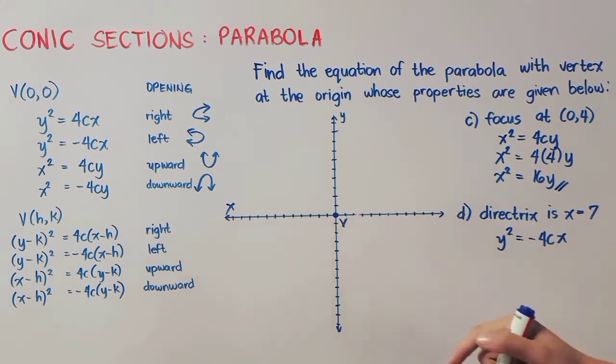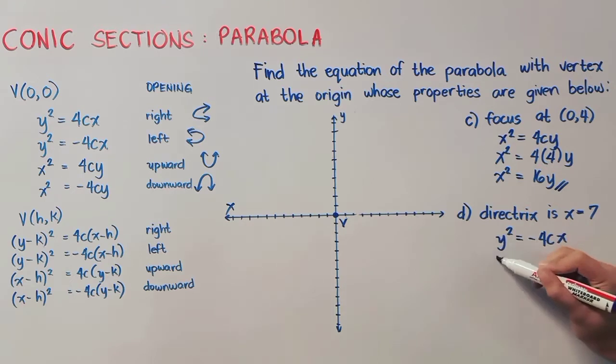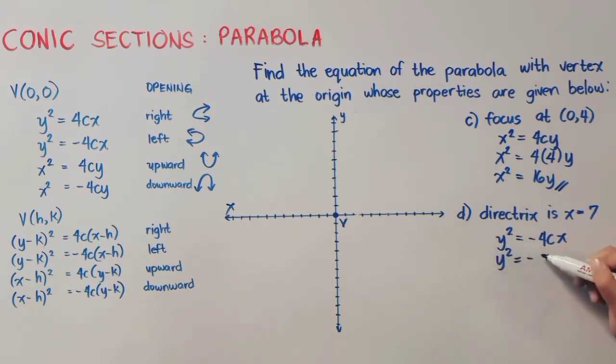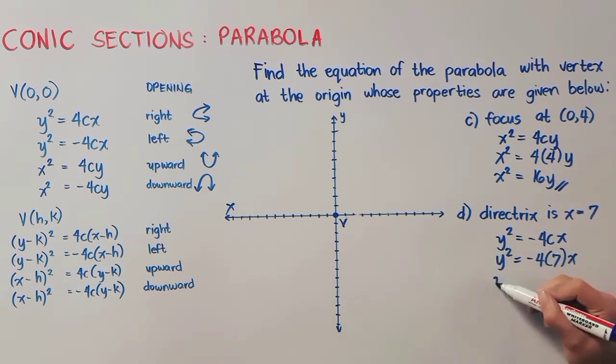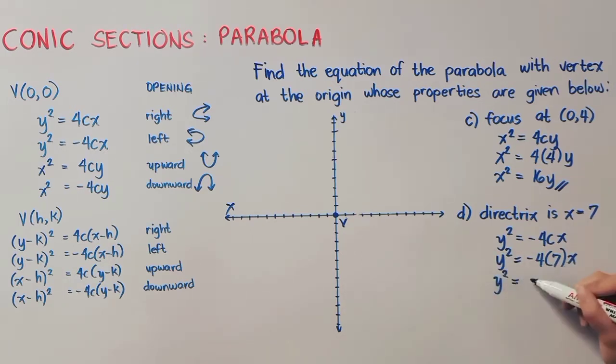Now our c is the distance from the vertex going to the directrix. Therefore, our c is 7. Negative 4 times 7 is equal to negative 28. Therefore, our final answer is y squared is equal to negative 28x.